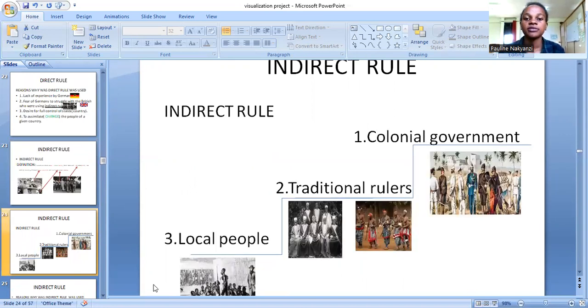For indirect rule, I also used the word step to show the hierarchy of people who were in or under the indirect rule. For example, the colonial government was named the one, meaning they were the supreme head, then traditional rulers the second, and the local people.